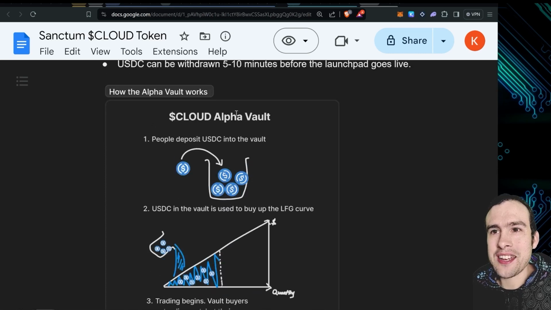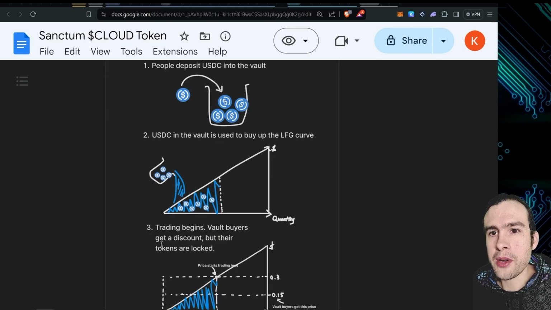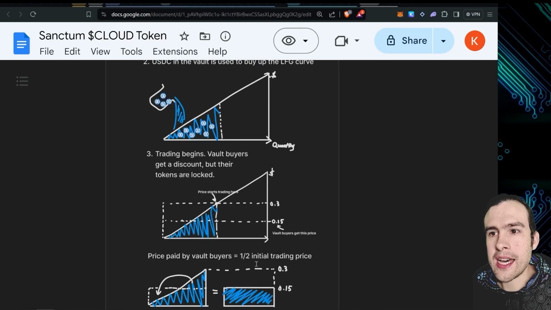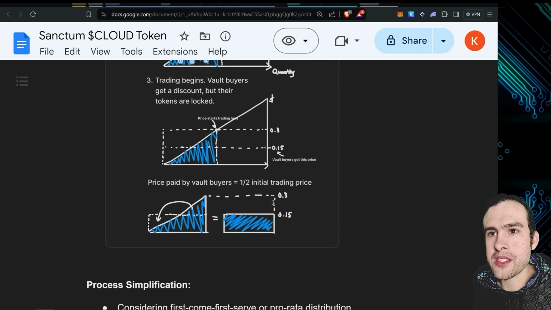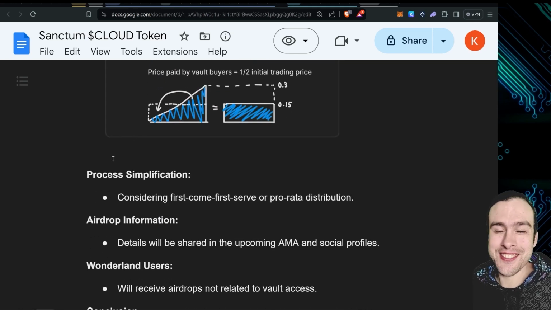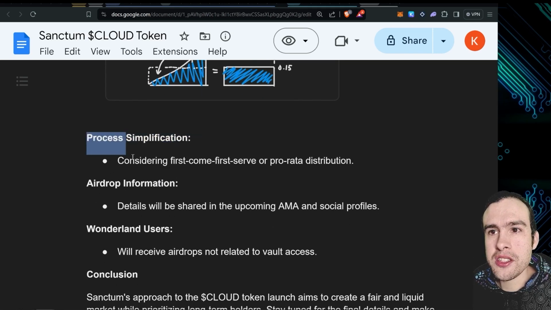And here's an image that I inverted, as in it was white on black, but I've inverted it for this. This is how the vault works essentially. So people deposit USDC into the vault. USDC in the vault is used to buy up the LFG curve. Trading begins, vault buyers get a discount, but their tokens are locked. So price paid by vault buyers is half the initial trading price. So you can see here 15 cents, whereas everyone else is getting it at 30 cents in this example. So there you go. Process simplification. That's the reason why I didn't want to do anything too complex. So considering first come, first serve or pro rata distribution, airdrop information.